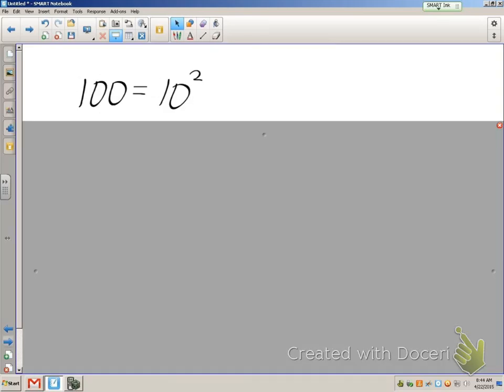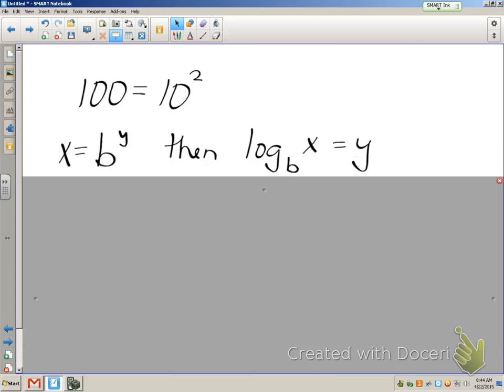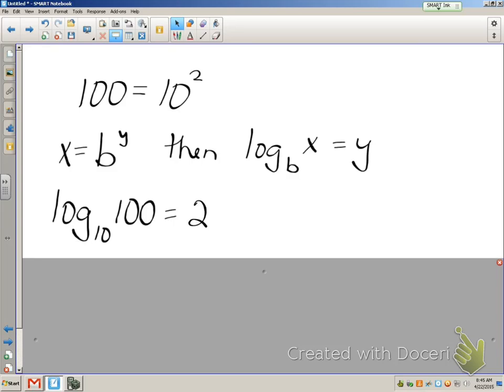So what I want to do now is look at rewriting exponential equations in logarithmic form. So here we have 100 equals 10 raised to the second power. This 10 here is my base. If we look at it, once again we have x equals b raised to the y power, then log base b of x equals y. So the way that I would rewrite that is I take the 10, it's my base, so I put log base 10 of the 100, what it's equal to, equals the little exponent, it equals the 2.